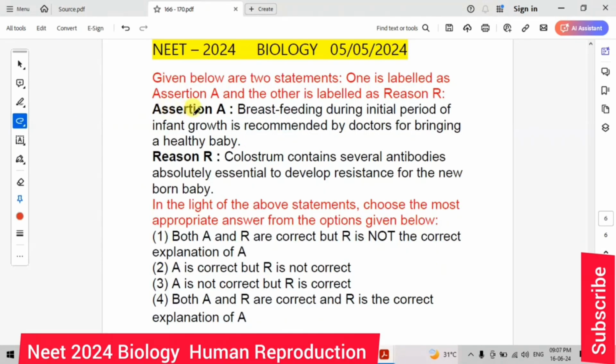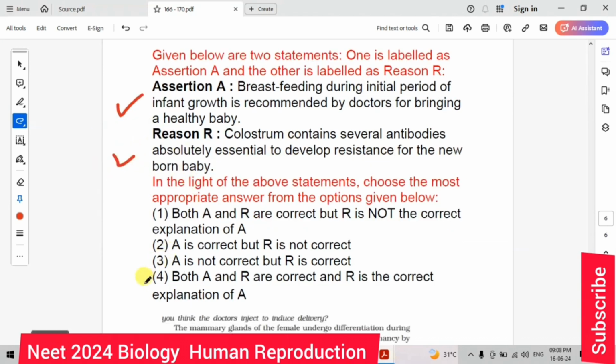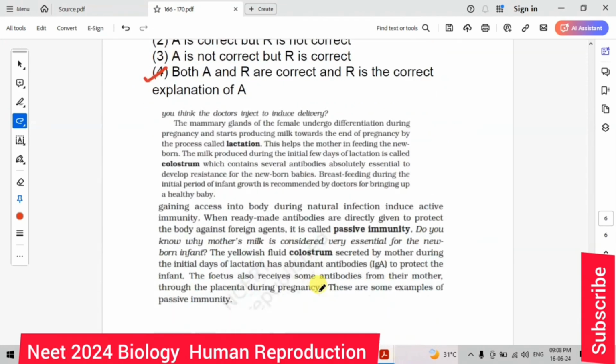Assertion: breastfeeding during the initial period of infant growth is recommended by doctors for bringing up a healthy baby. And it is right. Next, reason: colostrum contains several antibodies absolutely essential to develop resistance for the newborn baby, and it is also right. So it is option 4. Both assertion and reason are right, and the reason is a correct explanation for the assertion. You can see the NCERT here from the chapter known as human reproduction.